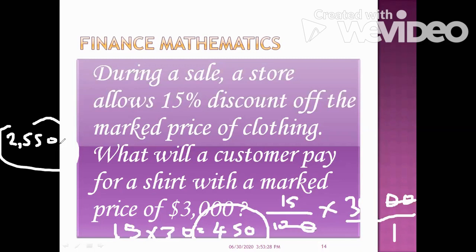So the $450 represents the discount. And to find how much the customer will pay, we just subtract the 450 from the 2,000. Sorry, the 450 from the 3,000. And we end up with 2,550. Alright? Okay, so we're moving on smoothly.